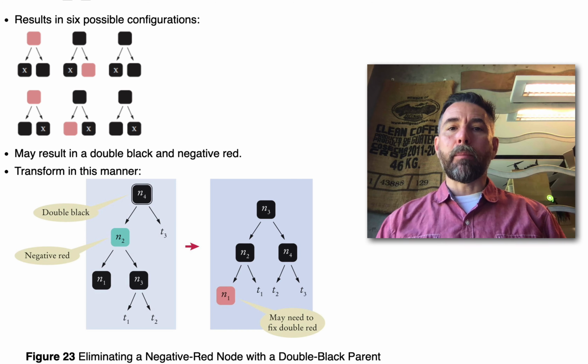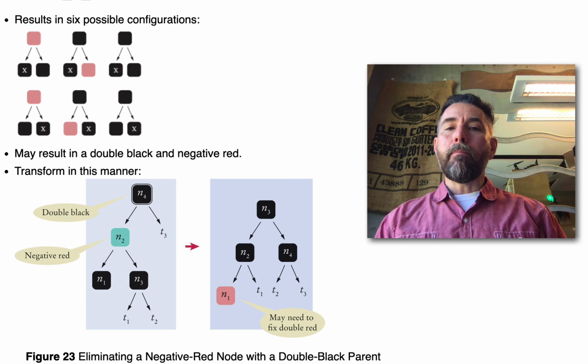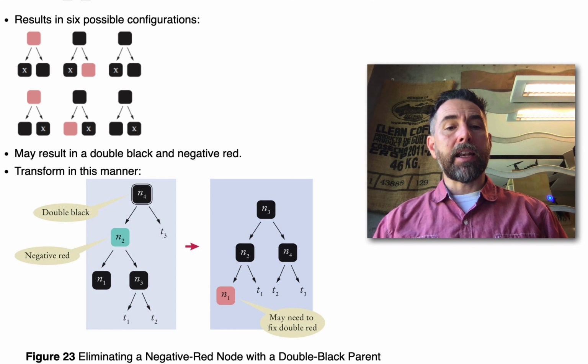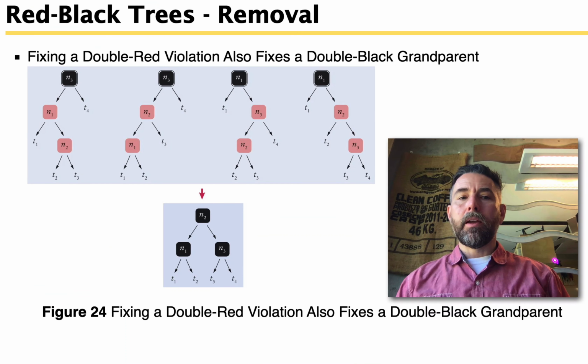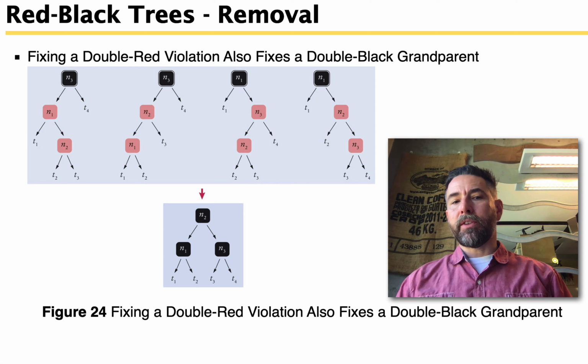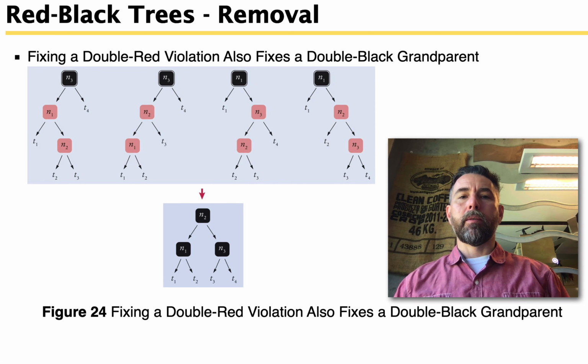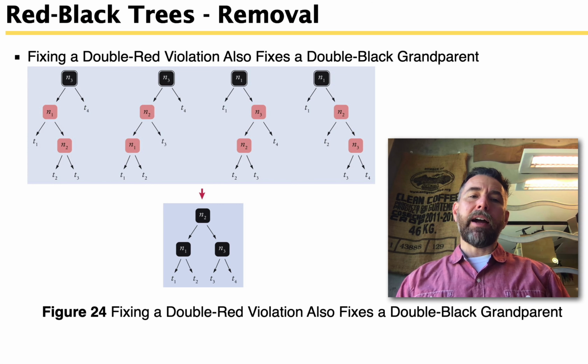We have maintained our binary search tree condition. We may have introduced a double red on the children of N1. And so we recursively need to go down and fix any double red problems that we've created with N1. That may, in turn, cause us to interact with the root node. We may have a different situation with double red and double black or double red, because by fixing our double red violation, we might also fix our double black grandparent.